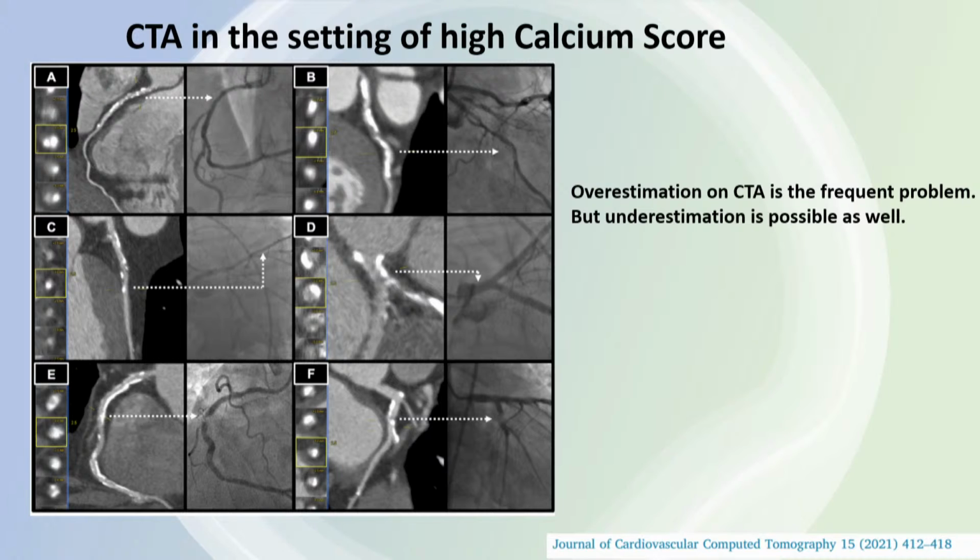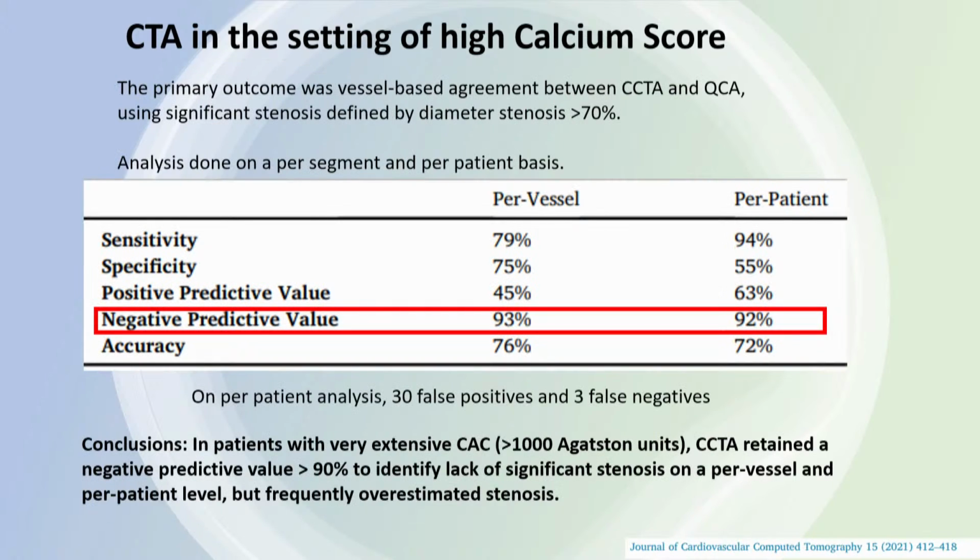So overestimation is the frequent problem, but there were, I think, 3 or 4 patients in the study who had the opposite, where the CT said moderate stenosis and they actually had critical stenosis. So underestimation is possible as well, because these are patients who are going to have a large burden of atherosclerosis, both calcified and non-calcified plaques.